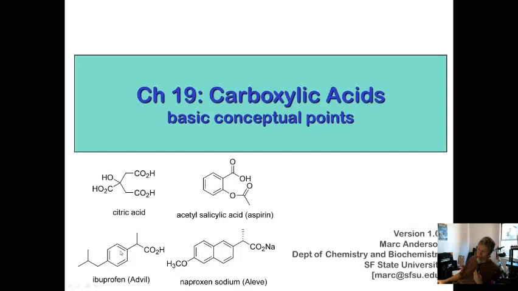Ibuprofen is another painkiller. It has an isobutyl group down here, and a 2 carbon carboxylic acid. Naproxen is another carboxylic acid pharmaceutical. It actually is either naproxen, which is CO2H, the carboxylic acid, or the sodium salt of the carboxylic acid, which is the sodium carboxylate, CO2 minus and Na plus.